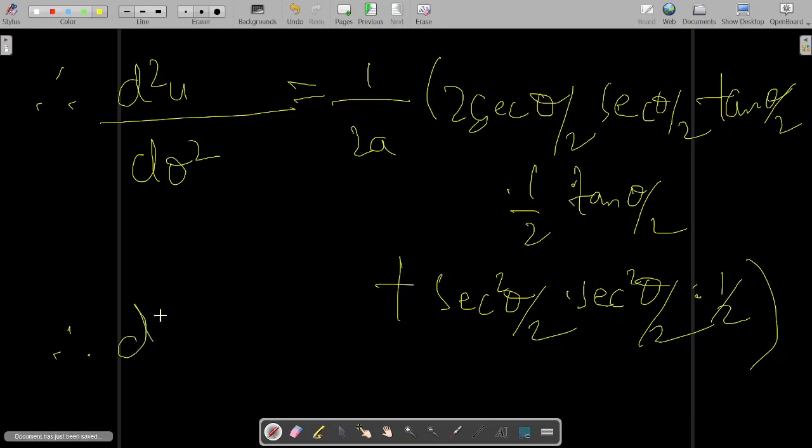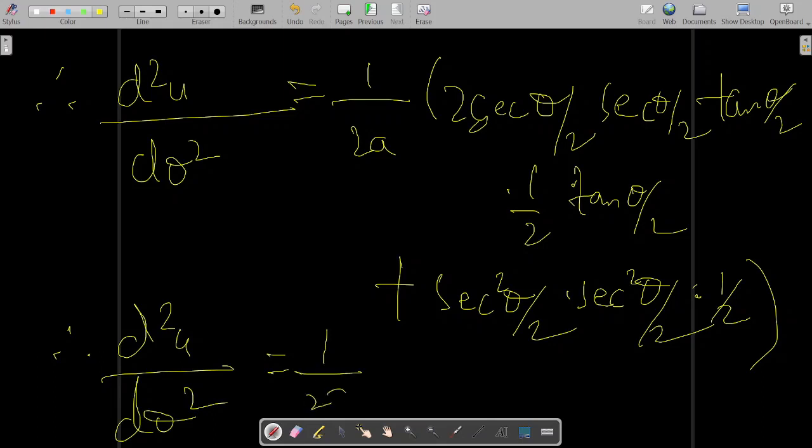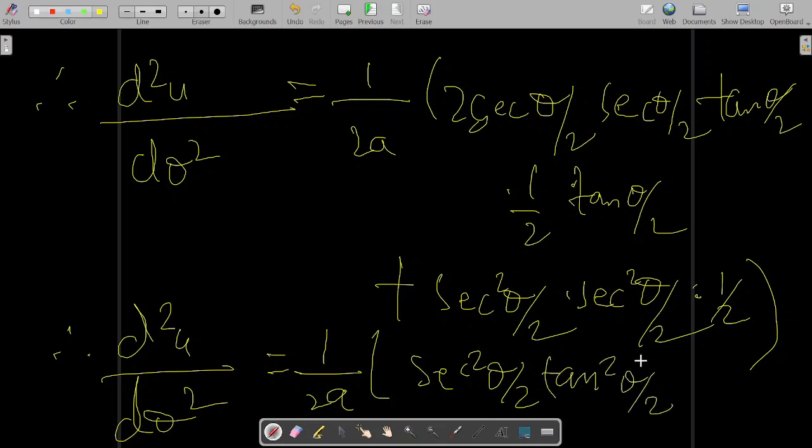therefore d2u by d theta 2 is equal to 1 over 2a sec square theta by 2 [tan square theta by 2 plus 1 by 2 sec power 4 theta by 2].